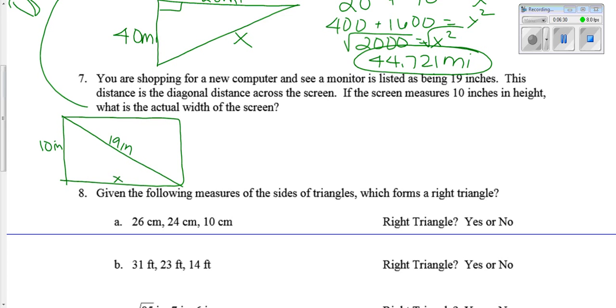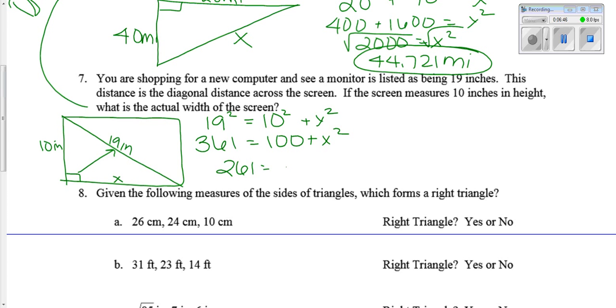So we're looking for this. We're looking for the bottom. 19 is our hypotenuse, so 19 squared equals 10 squared plus x squared. 19 squared is 361, and that equals 100 plus x squared. So 261 equals x squared. Square root both sides, and we get x equals 16.155 inches.